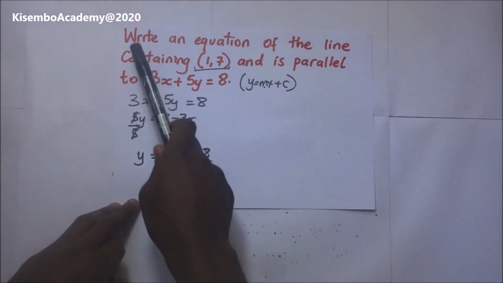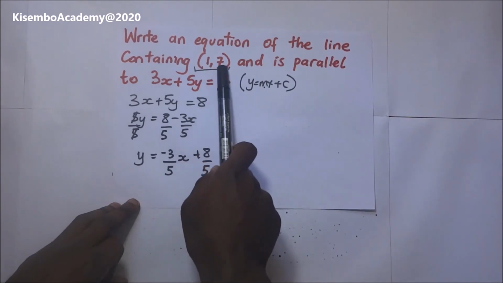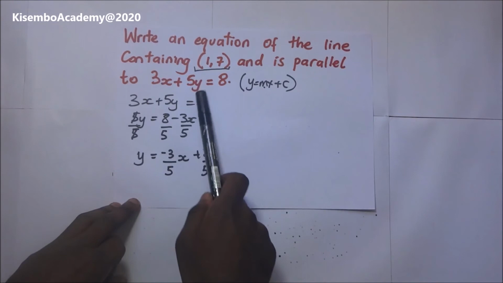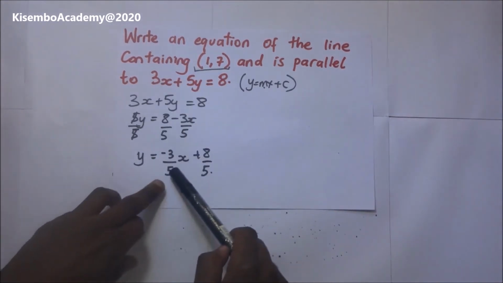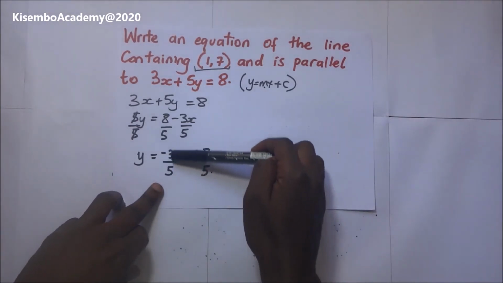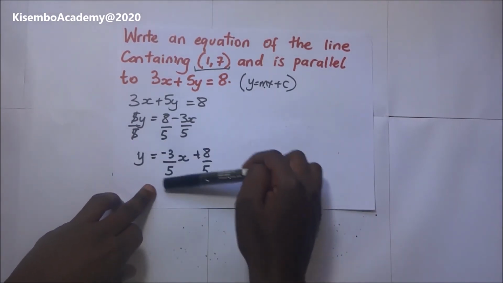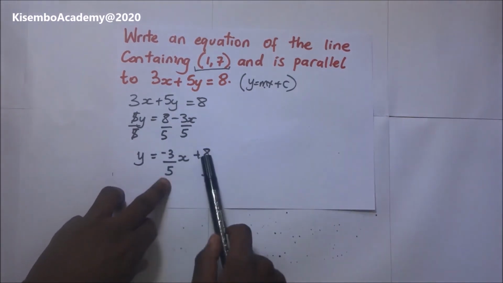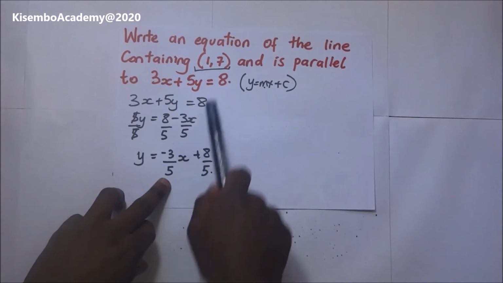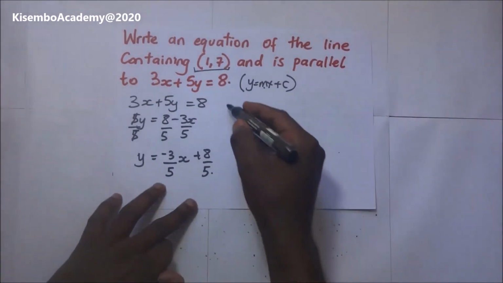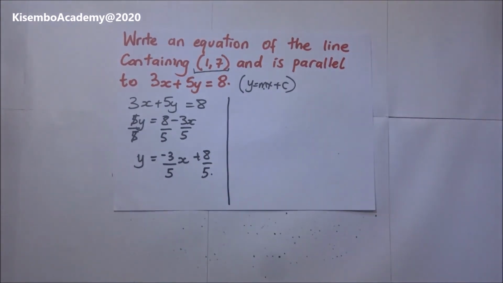Now the question is telling us to write an equation of a line that is containing (1,7). So it's going through (1,7) and is parallel to this line. If the gradient of that line is -3 over 5 and this line is parallel to the line we're looking for, it means the line we're looking for also has the gradient -3 over 5.